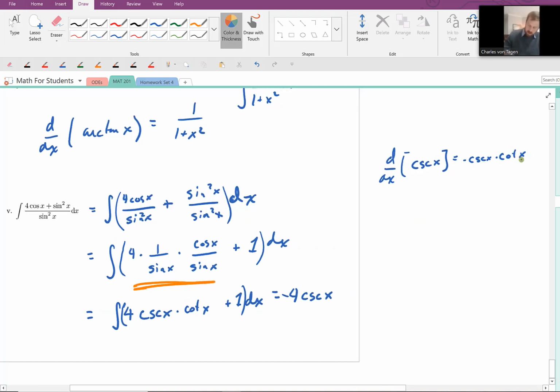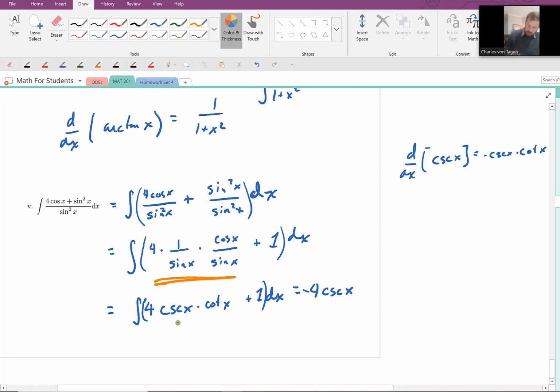And so if I ask you what's the antiderivative of 4 cosecant x cotangent x, the answer is minus 4 cosecant x. Plus, what's the antiderivative of 1? It is just x and then plus c. Do not forget your plus c on that answer.